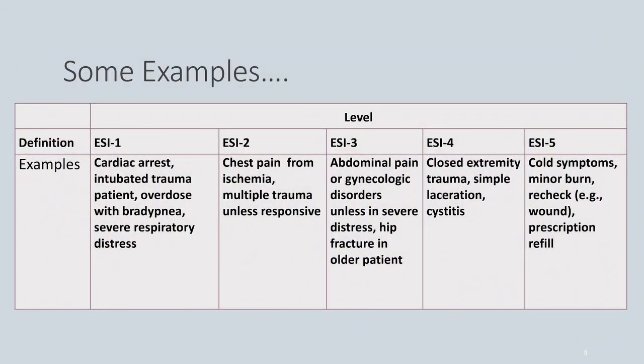Some examples for each ESI, now that you have a little bit more of an understanding of what we're looking for in each ESI category. For an ESI 1, this would be our cardiac arrest, an intubated trauma, an overdose with bradycardia, and severe respiratory distress. Our ESI 2, right? Chest pain from ischemia, multiple traumas, unless they're responsive. STEMIs, strokes, sepsis patients.